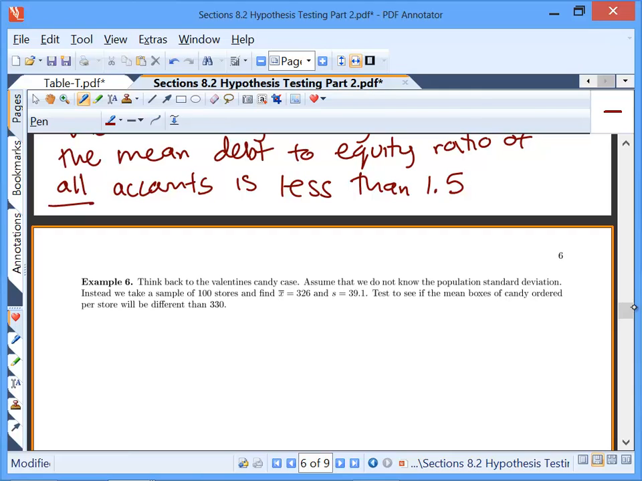Okay. We had a Valentine's candy case. I think we actually skipped this problem. Assume that we don't know the population standard deviation. Instead, we took a sample of 100 stores and found a sample mean of x bar equals 326 and a sample standard deviation of 39.1. We want to conduct a hypothesis test to see if the mean boxes of candy ordered per store is different from 330. So is mu different from 330? That's our question of interest.